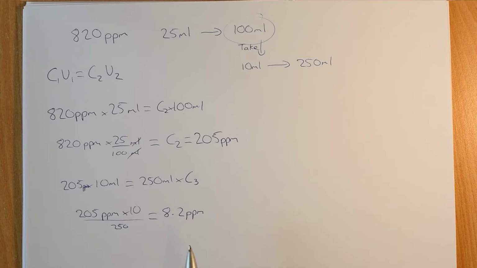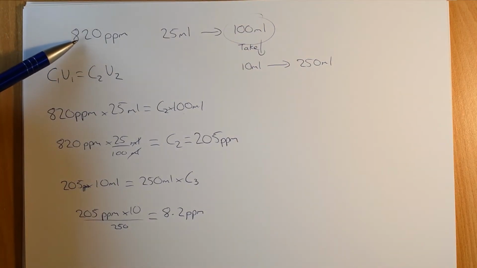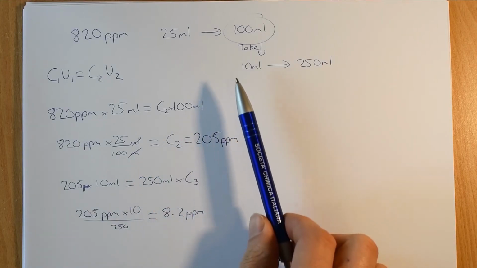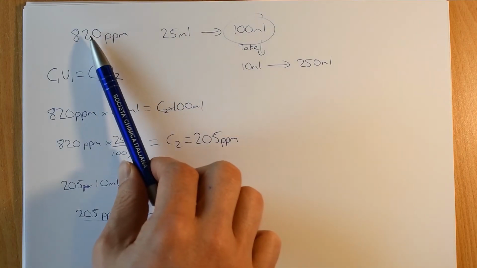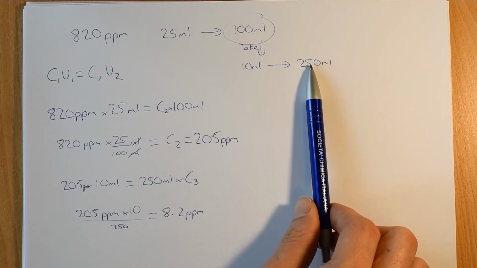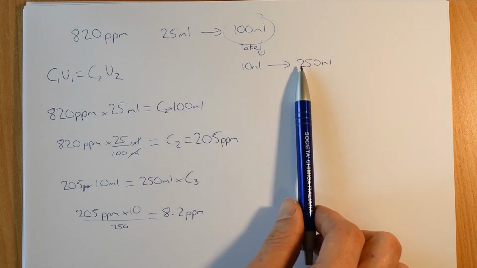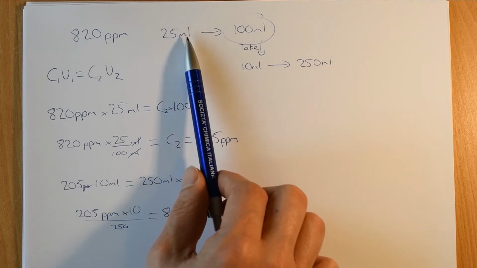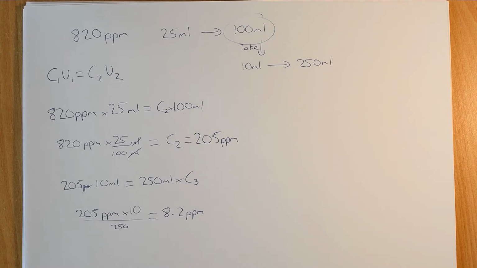If we think about what we've just done, we've made a solution that's 100 times more dilute than the original. If we had wanted to do this in the first place, we would have had to take just 2.5 mil and make it up to 250 mil to make this final amount of solution. And measuring out 2.5 mil can be much less precise than measuring out 25 milliliters, particularly when you're using large volumetric glassware.